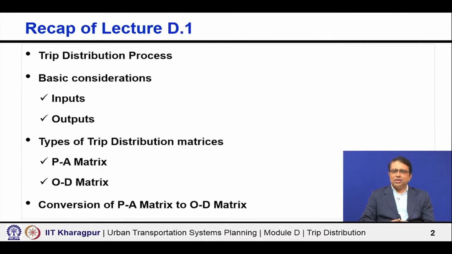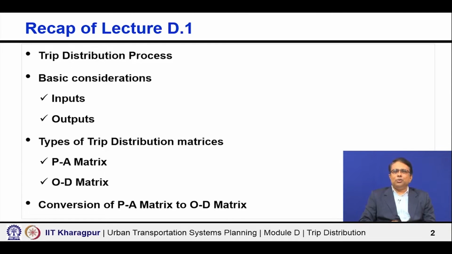In our first lecture on trip distribution, we talked about why and what we do in the trip distribution process, what are the inputs to this process, what are the outputs from the trip distribution stage, and then two specific types of matrices which we handle in the trip distribution context. One is the production attraction matrix, one is the origin destination matrix. How are these different? To remind you again, the PA matrix is not directional, it gives the total production and attraction zone wise.